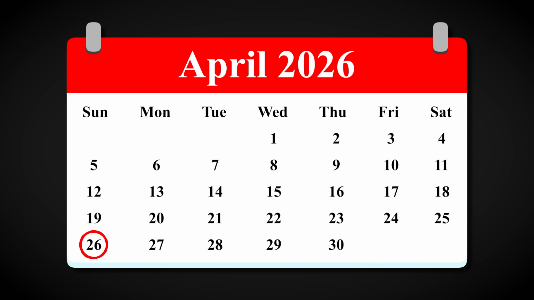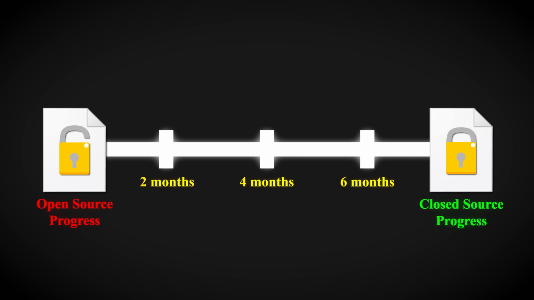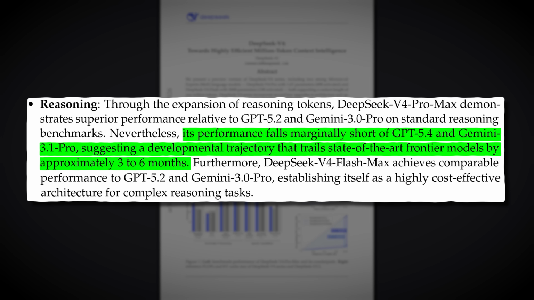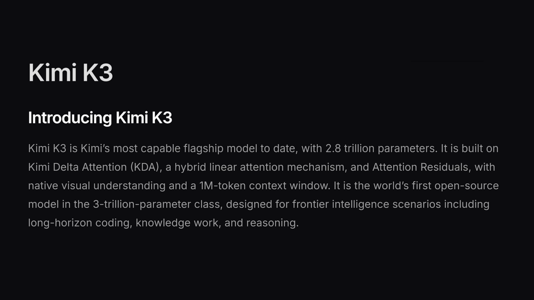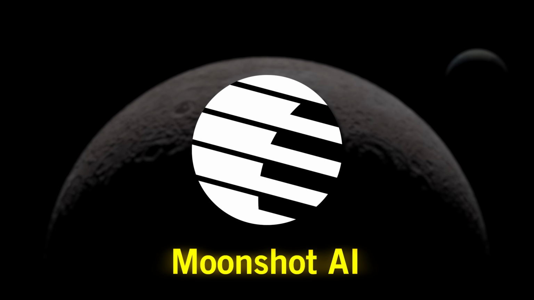Just a few months ago, we thought open source models were 3 to 6 months behind closed source models, or at least that was DeepSeek's reasonable estimate in its V4 paper. But shortly after, this new model called Kimi K3 just blew this assumption completely out of the water. This release from Moonshot AI closed the gap that we once thought would be impossible for open labs to overcome.